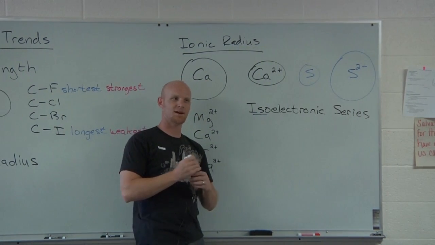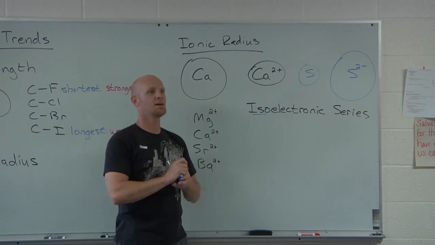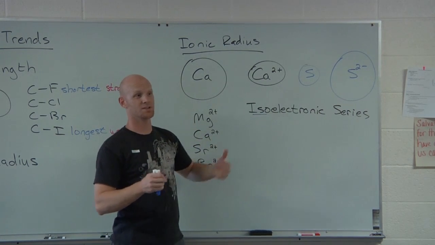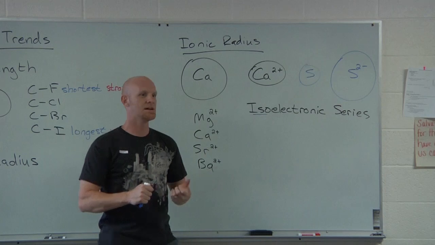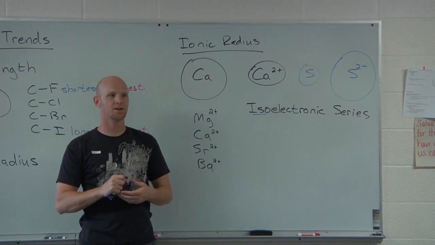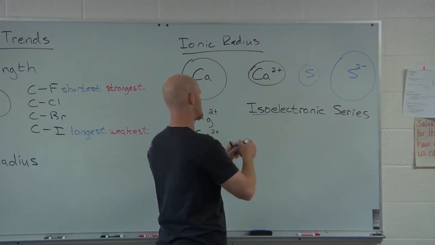Not isolate. Iso, like isotope, isomer, isotonic. Actually, it's the exact opposite. It means the same. No change, essentially, but the same. And so an isoelectronic series is a series of atoms or ions that have the same electronic configuration, or the same number of electrons.